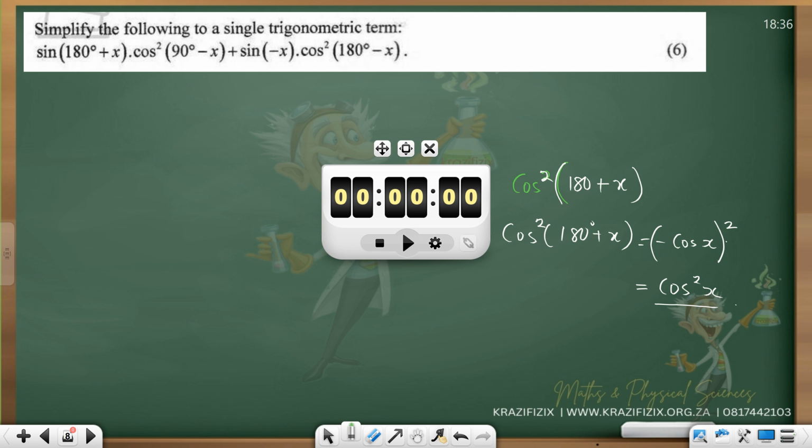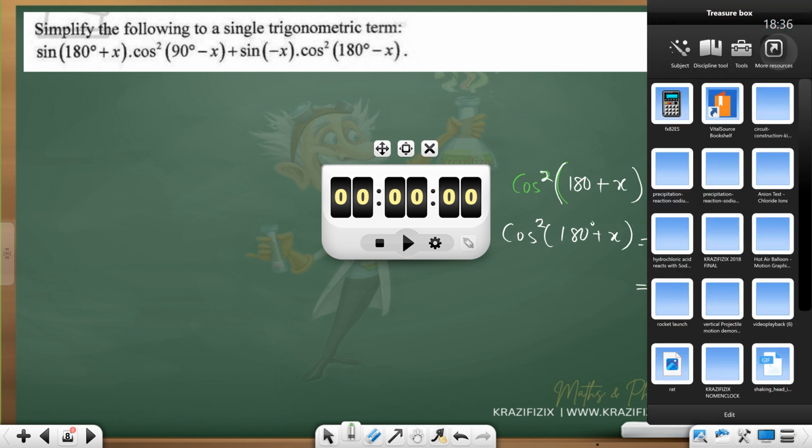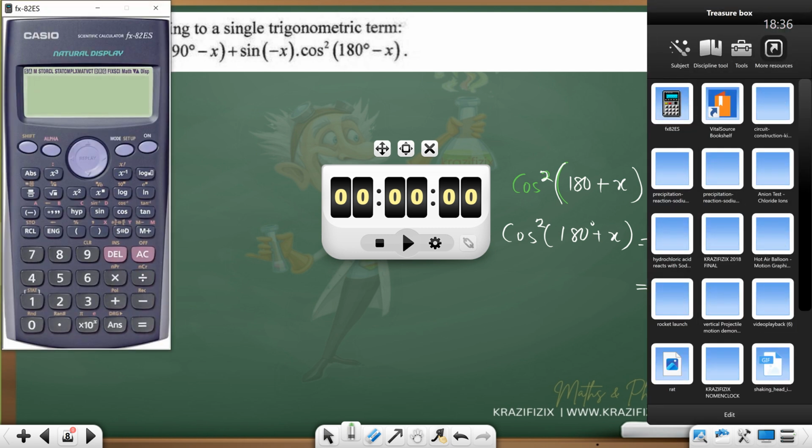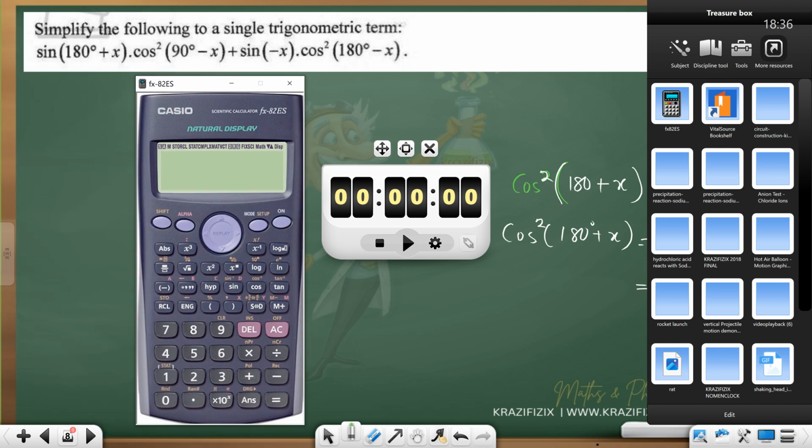Tariq, check where you went wrong again, since you said it's giving you negative. Let me predict your answer. I'm going to tell you the answer now using a calculator. I'm going to become a maths wizard. I'll tell you what you should be getting.